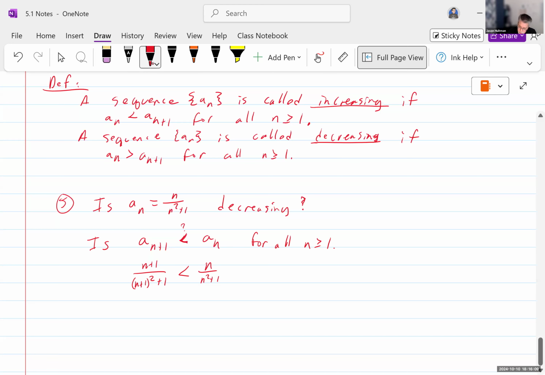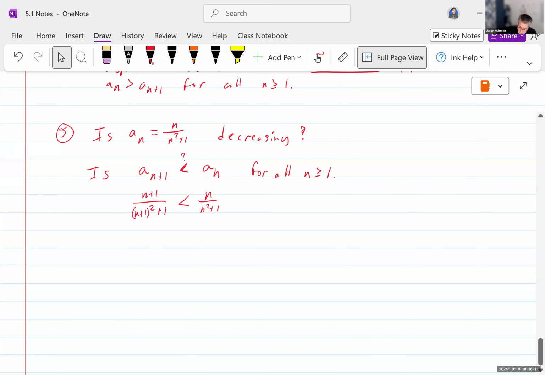Now I'm going to cross multiply and see if this is a true statement. I get n plus 1 times n squared plus 1. Is that less than n times n plus 1 squared plus 1? Again, this is still a question mark. We don't know yet, and we need this to be true for all n values.